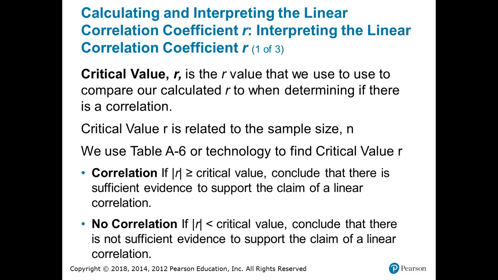We use table A6 or technology to find the critical value R. So we say that there is a correlation if the absolute value of R is greater than or equal to the critical value. If the absolute value of R is less than the critical value, we conclude that there is not sufficient evidence. I think that's a very wordy way of explaining it, so let's go right to an example.